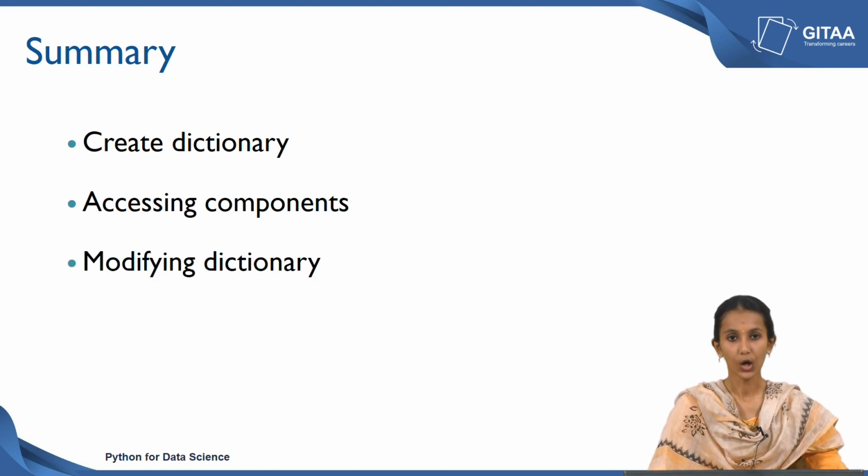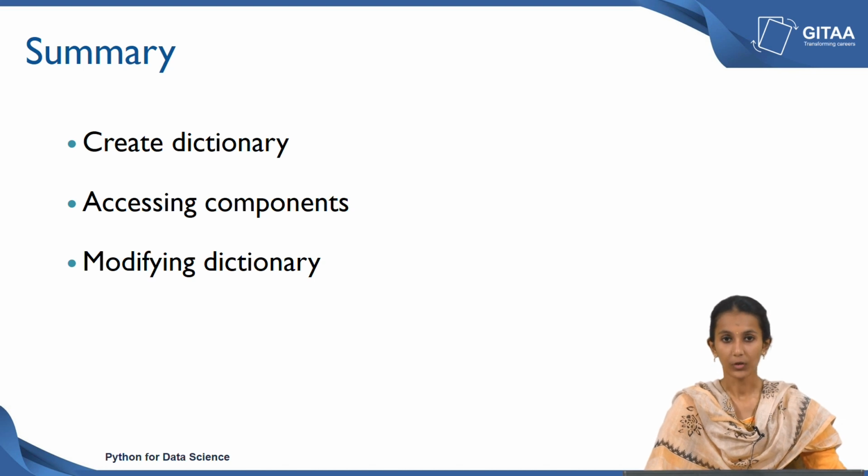We also saw how to modify the dictionary. We saw how to add elements to the dictionary using update, and also how to assign key values to the existing dictionary. And we also looked at how to remove elements from the dictionary. You can use the del command, which removes key value pairs from the dictionary, or else you can use the clear command as well.